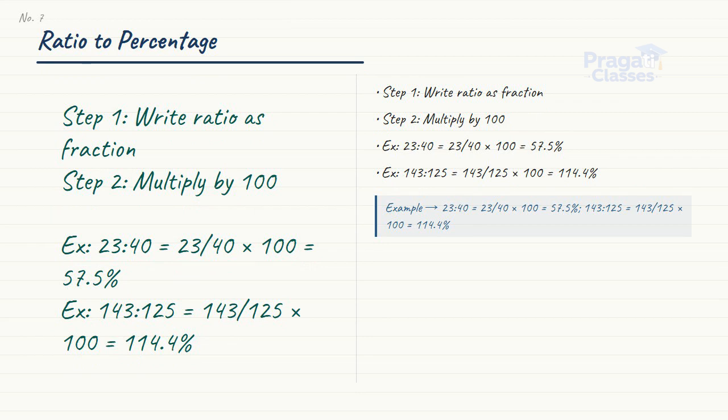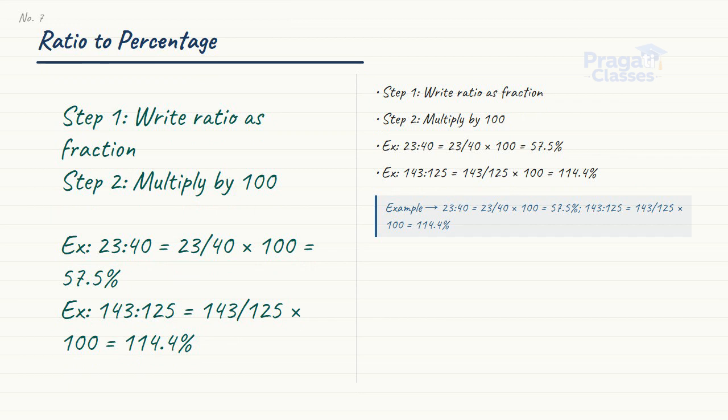Second, multiply that fraction by 100, exactly like our fraction to percentage rule. So 23 over 40 times 100. 23 divided by 40 is 0.575, times 100 gives 57.5%.